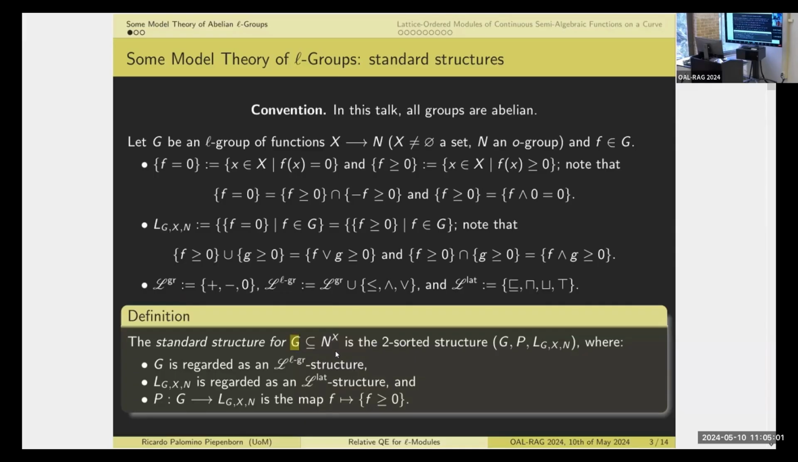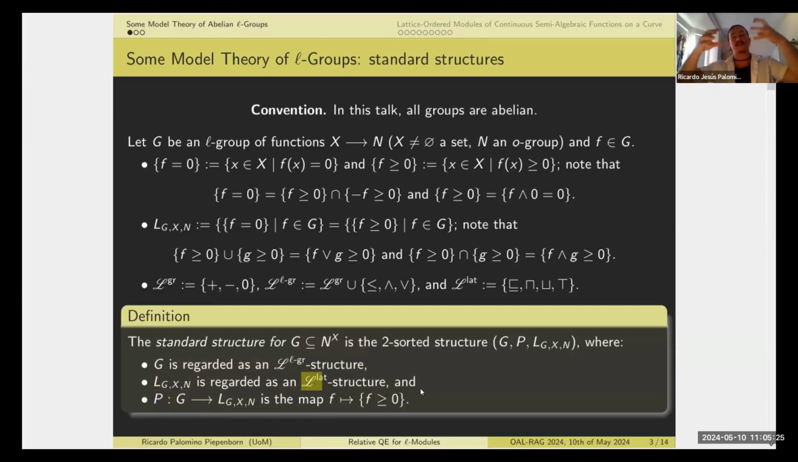And what I want to do is enrich it with its lattice of zero sets, right? So I consider this 2-sorted structure, where in one sort I will have this group G, which I'll regard as a structure in this language of L groups in the obvious way. Then we'll have another sort for the lattice of zero sets of this group, which I will regard as a structure in this language over here.